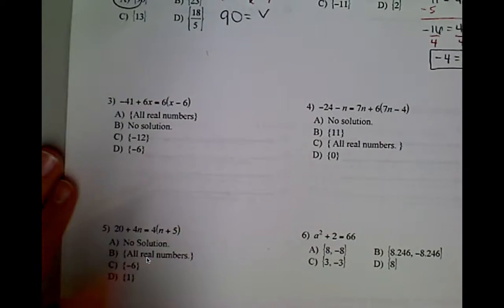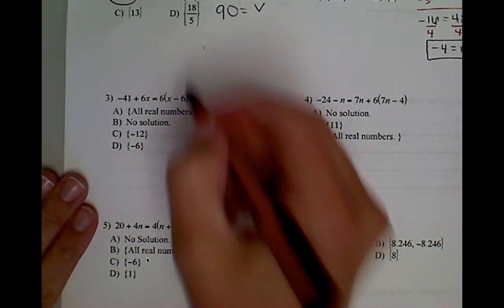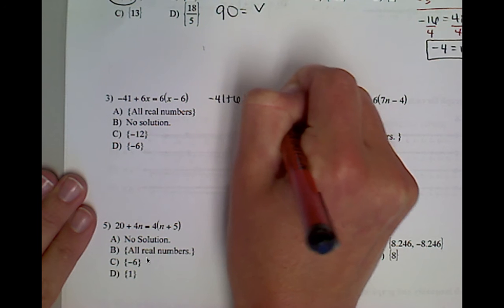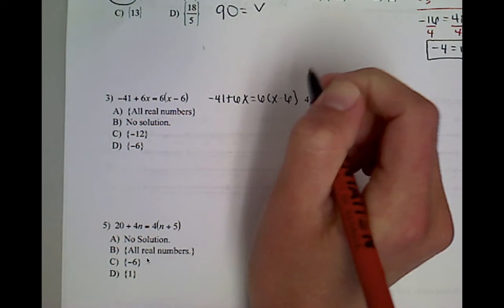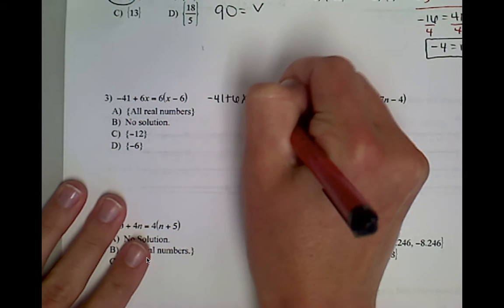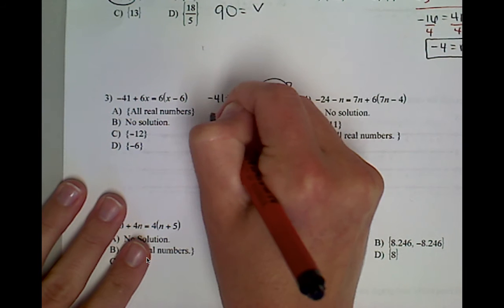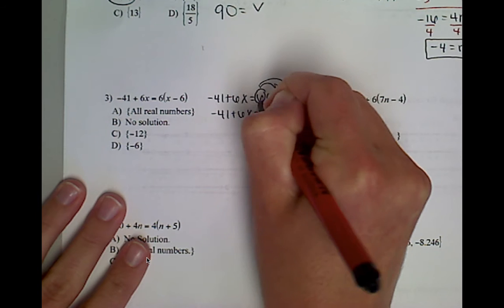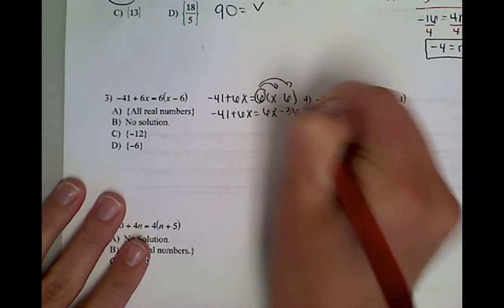Now the next one right here, I'm going to try negative 41 plus 6x equals 6 times x minus 6. Okay, I want to eliminate these parentheses, so I'm going to distribute to both pieces. Rewrite the left-hand side because it didn't change. 6 times x is 6x. 6 times negative 6 is a negative 36.